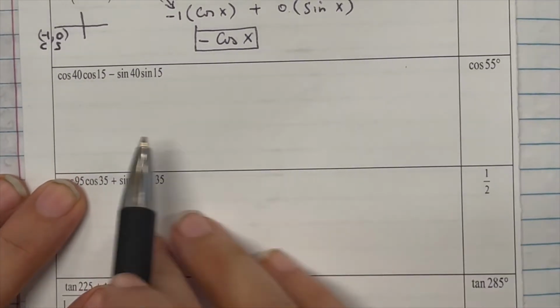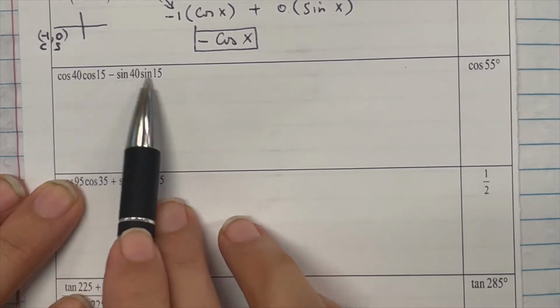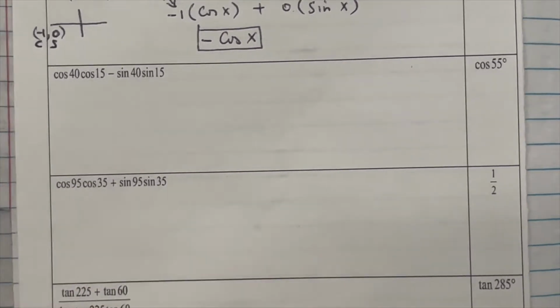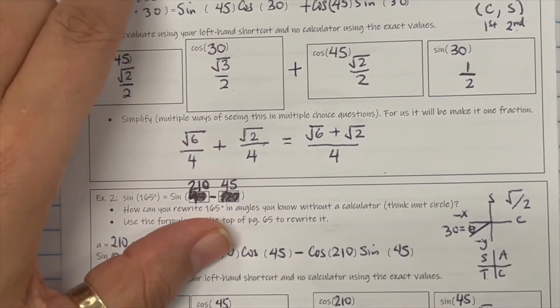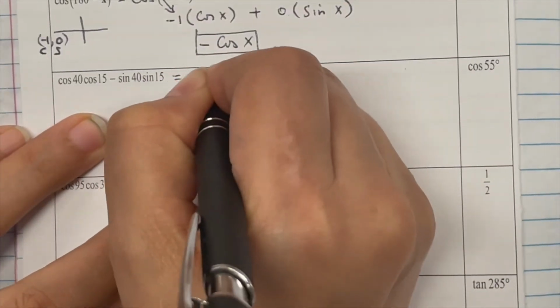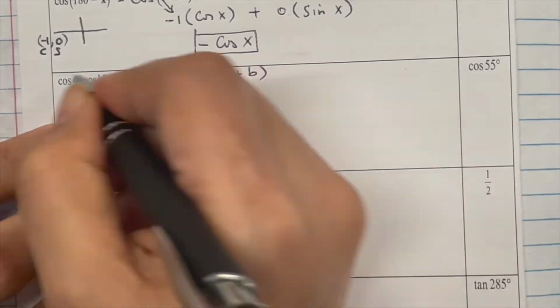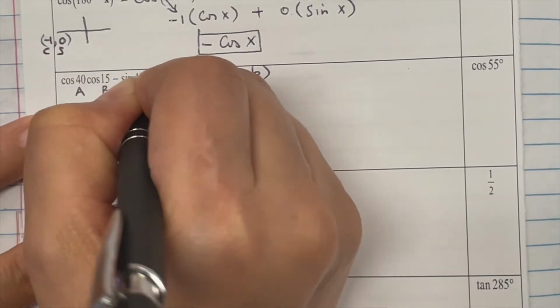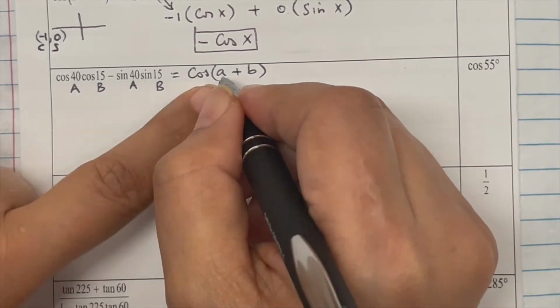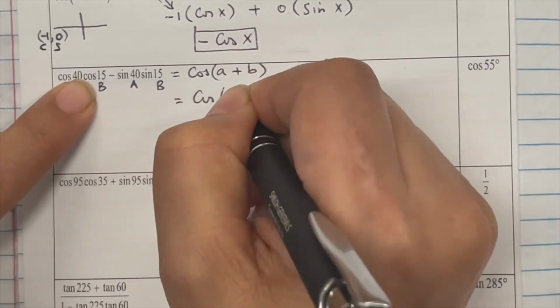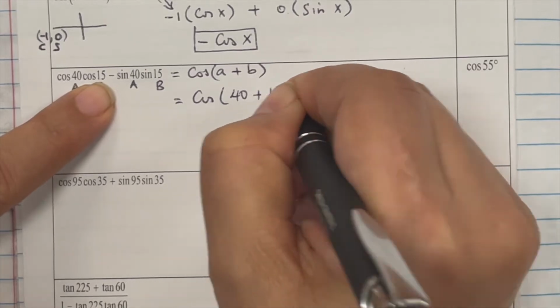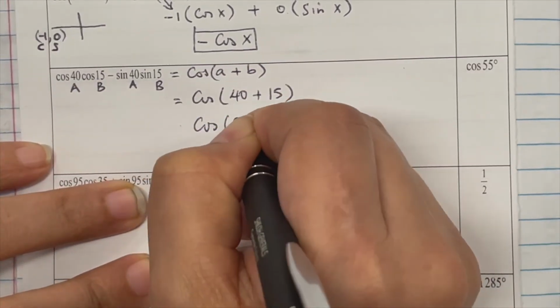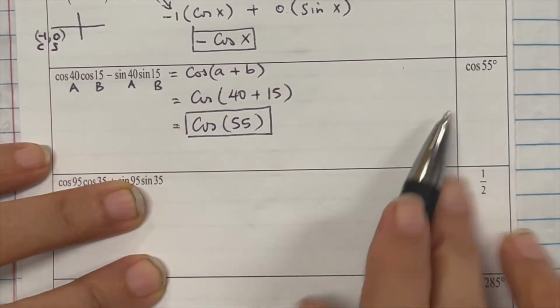All right, it seems like it's already stretched out. So we have cosine, cosine, sine, sine. The only formula that does that is the cosine one. So we're going to write cosine A plus B. Looking at the formula, A comes first, B second. So cosine of A is 40, so cosine of 40 plus the B, which is 15. That's going to give me cosine of 55, and that has verified it.